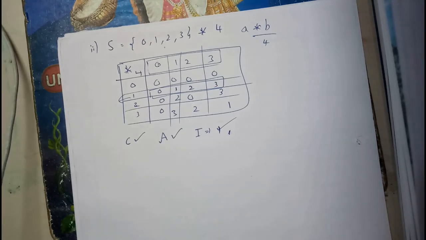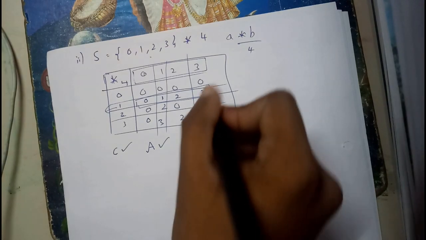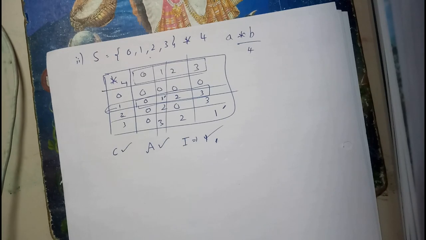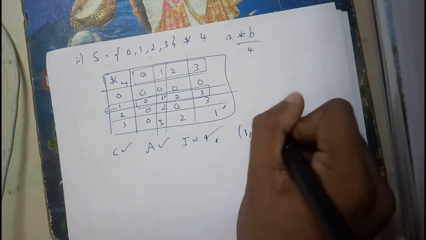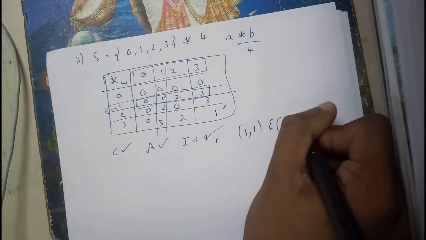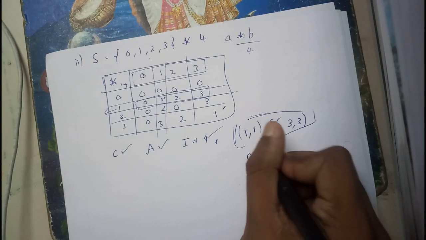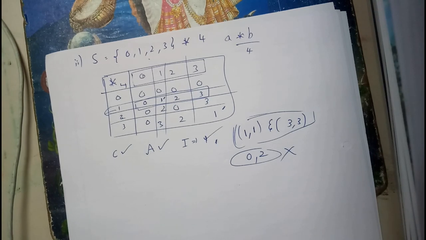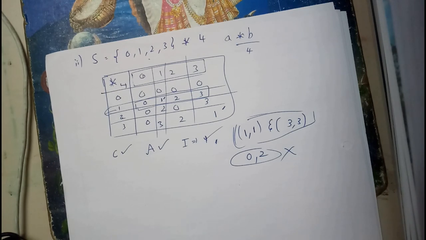Inverse. So now identity is 1. So we need to search for 1s. This is the 1. This is the 1. Oh, we have only two 1s. But we should have four 1s. So we have only a few possibilities. For 1, it is 1. This is a possibility of inverse. And for 3, that is 3. These are the only two possibilities. Hence, we are missing 0 and 2. Hence, this is not following the inverse condition. Hence, this is not a group, not an abelian group, and it's just a monoid, guys.